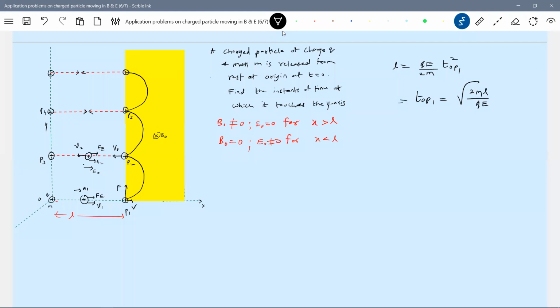I think this time should also be equal to the time for P2 to P3. What about the time from P1 to P2? Half of the time period of revolution. So it is pi m by QB naught.